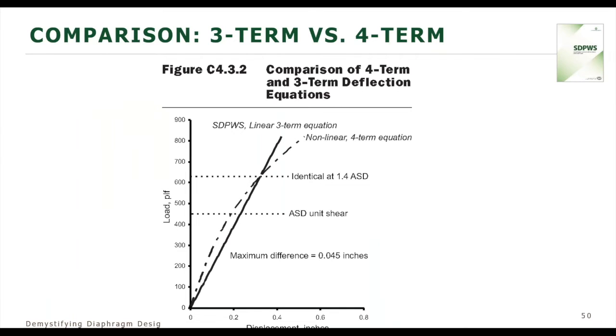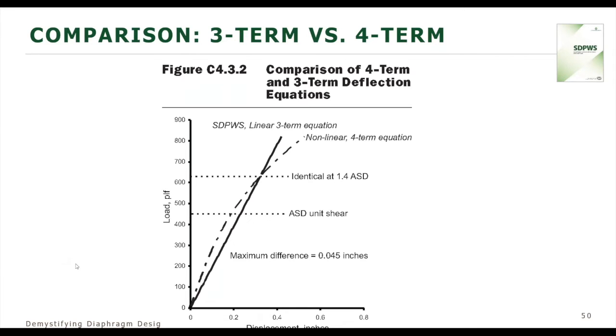And if one were to look at the two equations, the 3-term versus the 4-term, and plot it on a graph, we have on the horizontal axis the displacement and the vertical axis the load. The 3-term equation, which is a linear 3-term equation, is this solid line right here. Then the nonlinear equation, or the 4-term equation, is this dashed curve line that's been plotted out. Now you notice there is a difference between the two equations. However, when we're looking at strength level forces, which is at this 1.4 times allowable stress design, the two equations are identical. That's an important thing to consider.